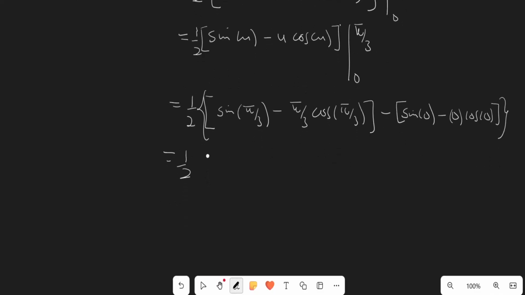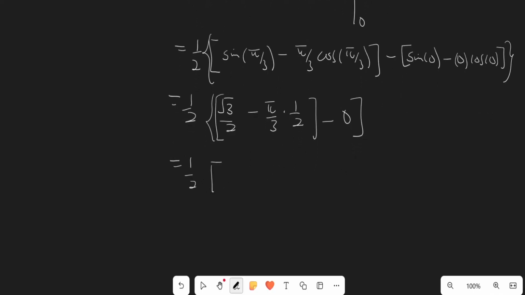We have 1/2 times sine of pi over 3, that is sine 60. Sine 60 is the square root of 3 over 2, minus pi over 3 times cosine of 60, which is half. Minus sine of 0, which is 0, and 0 times cosine of 0, which is 1, is 0. So 0 minus 0 is 0, so the lower limit is 0. This evaluates to 1/2 times square root of 3 over 2 minus pi over 6, and that evaluates to square root of 3 over 4 minus pi over 12.